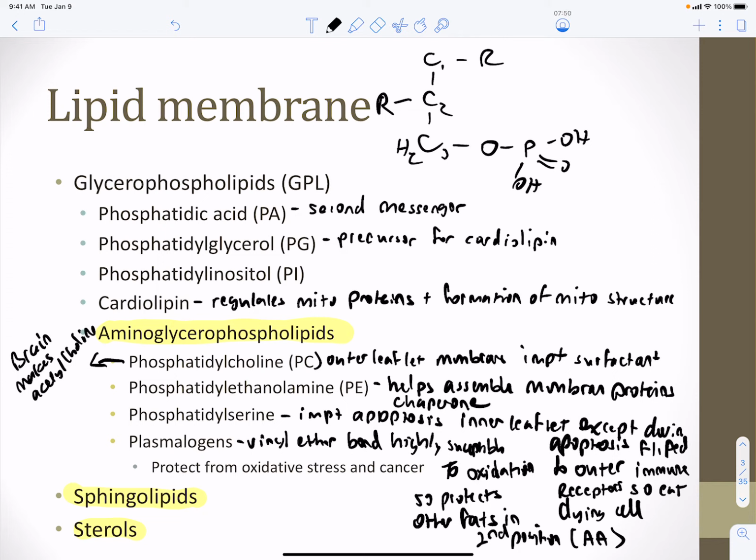But what's important to understand is they are important. A lot of them are secondary messengers. Some of them are going to be important for communications. Others are going to have an important regulatory role with respect to proteins, folding proteins, making sure that the formation of mitochondria structure is intact, etc.